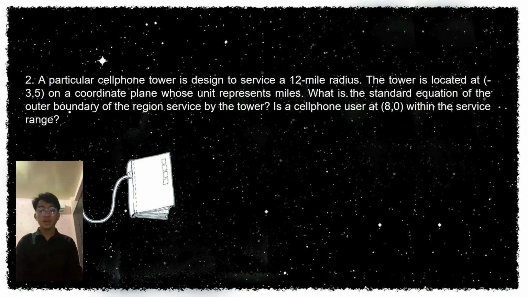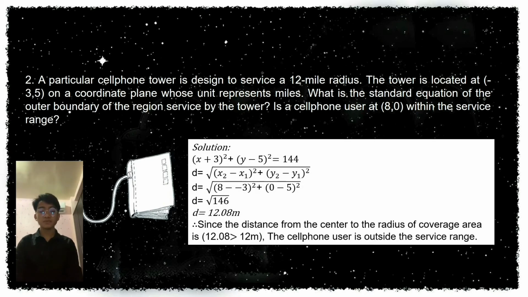The question is, a particular cell phone tower is designed to service a 12-mile radius. The tower is located at (-3, 5) on a coordinate plane whose units represent miles. What is the standard equation of the outer boundary of the region serviced by the tower? Is a cell phone user at (8, 0) within the service range? In getting the distance of the circle, the formula must be d equals the square root of (x sub 2 minus x sub 1) squared plus (y sub 2 minus y sub 1) squared. We can see that the center (h, k) is (-3, 5), and the x and y are 8 and 0.